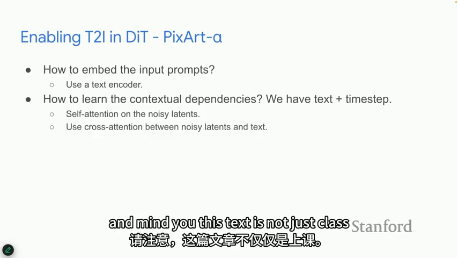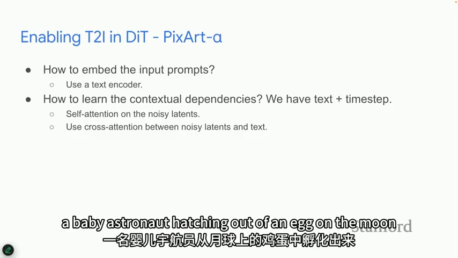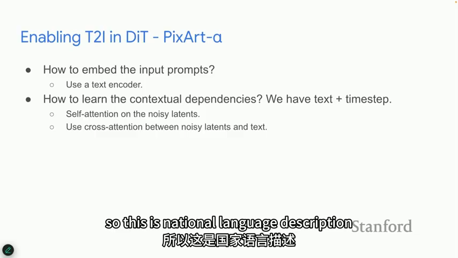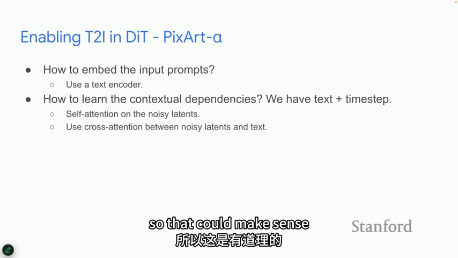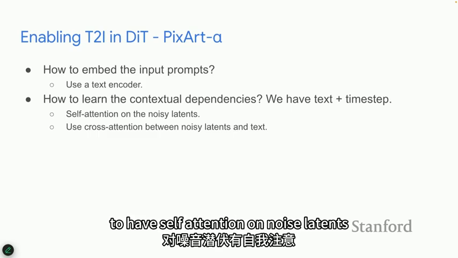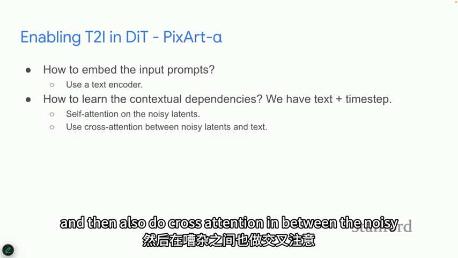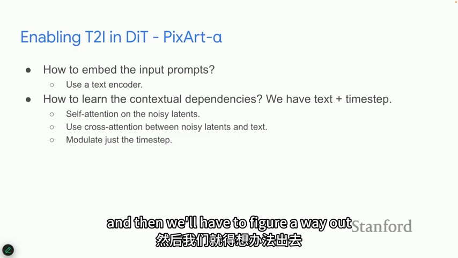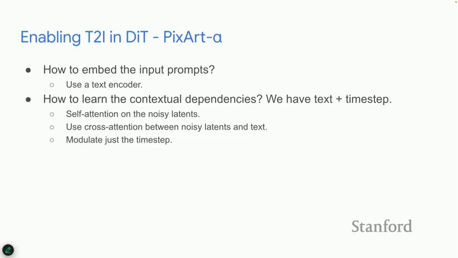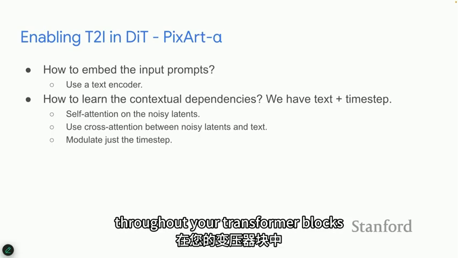And mind you, this text is not just class. This text is some natural language description, like a baby astronaut hatching out of an egg on the moon. So this is natural language description we are talking about. This is not simply class labels. So that could make sense. It could make sense to have self-attention on noisy latents to model the local dependencies within the patches, and then also do cross-attention in between the noisy patches and the text embeds. And then we'll have to figure a way out to modulate the time steps as well. And as we saw in the DIT work, it's important to modulate the time step embeddings throughout your transformer blocks.